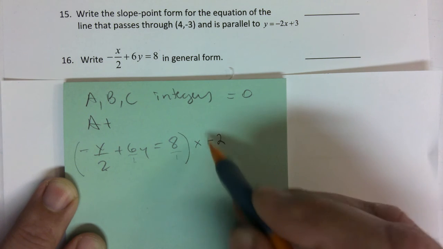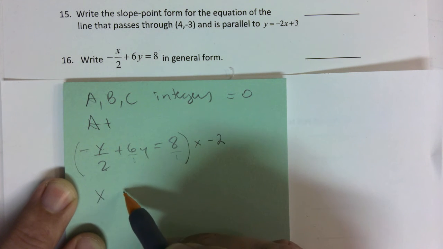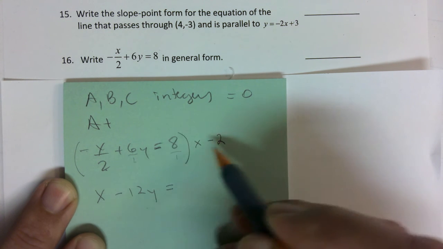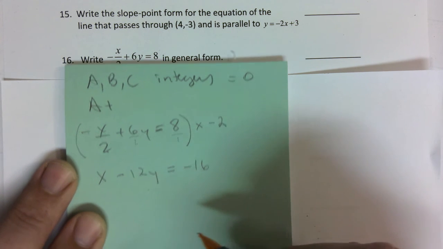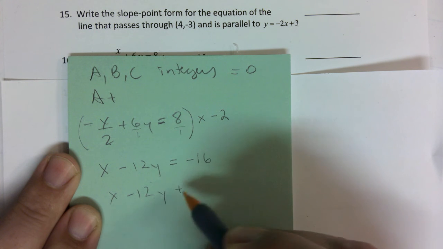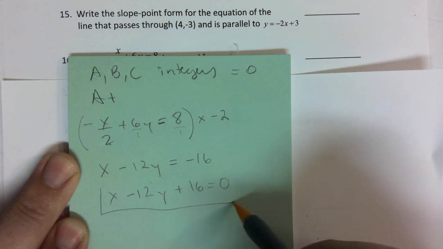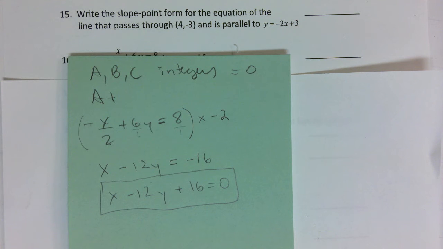So in this, you do 2 and 1. So this gives you x, right? 6 times negative 2 is negative 12y, is equal to, don't forget that, 8 times negative 2 is negative 16. So then it's x minus 12y. The 16 comes over, so I have to put plus 16, you got it right. Okay, that is your final answer there.